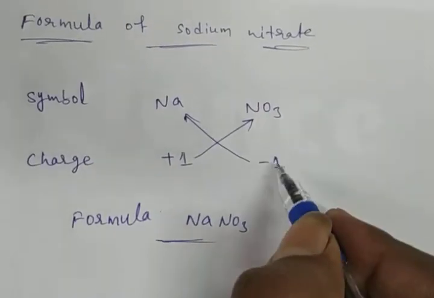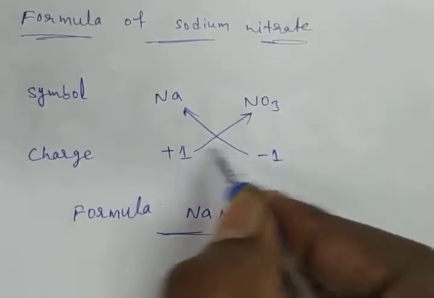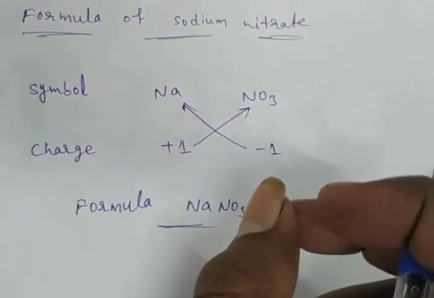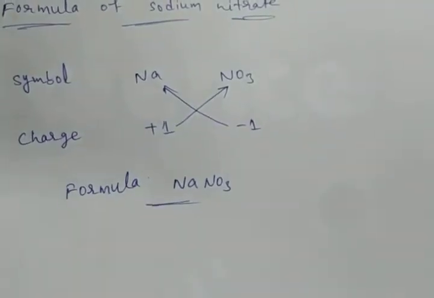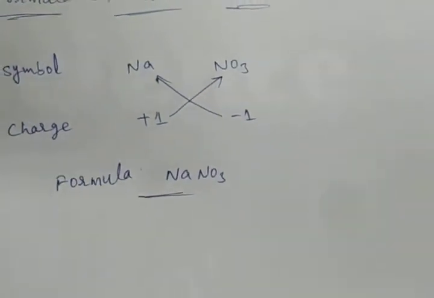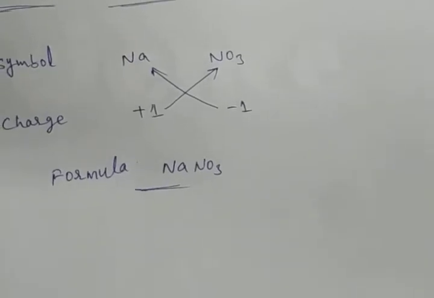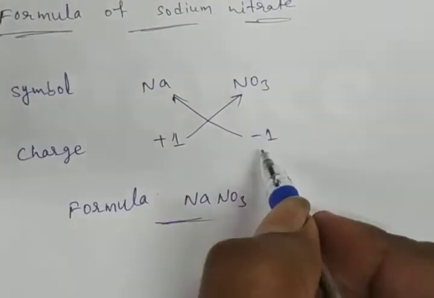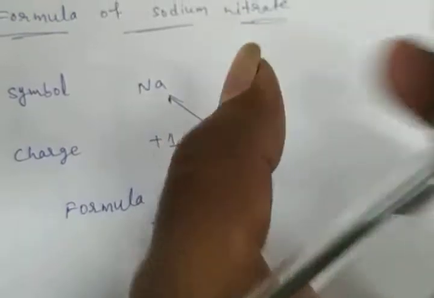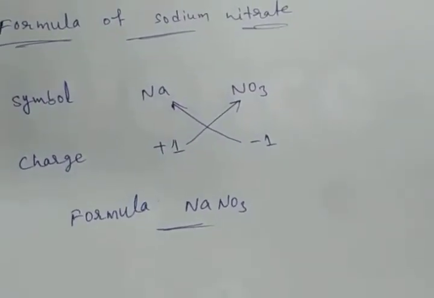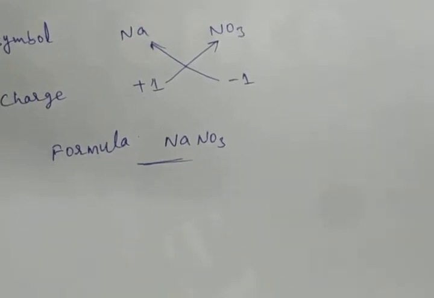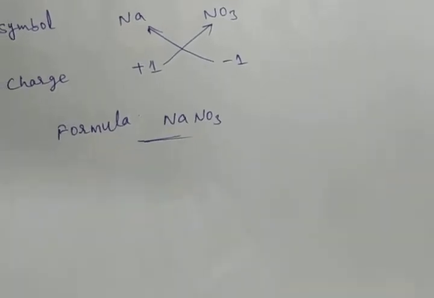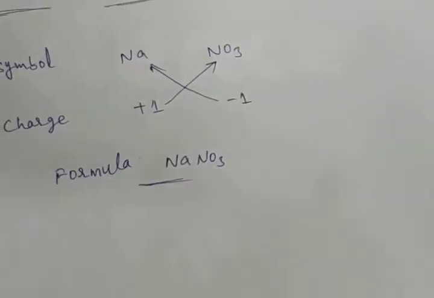In the same way, here -1 is there, here +1 is there. Both charges are balanced. The charges on the ions must be balanced. Here the overall formula is neutral. How will it be neutral? Here +1 is there, here -1 is there. So +1 -1 is neutral. Positive and negative charges must balance each other and the overall structure must be neutral.